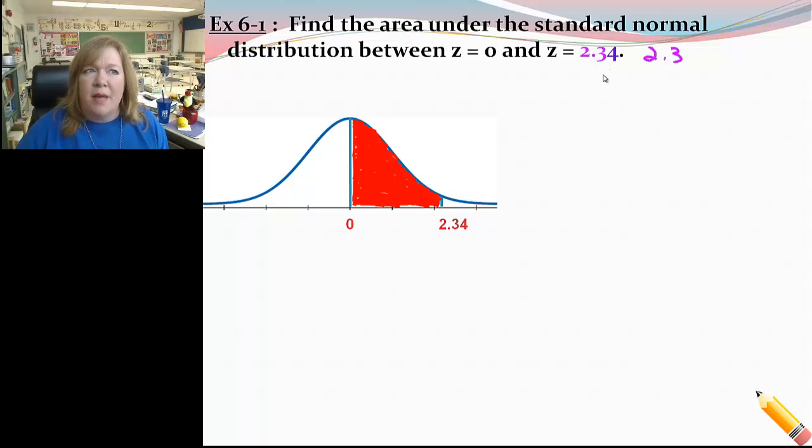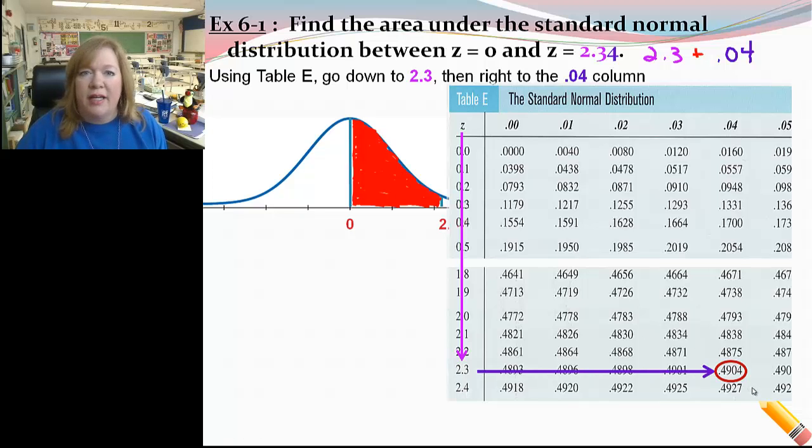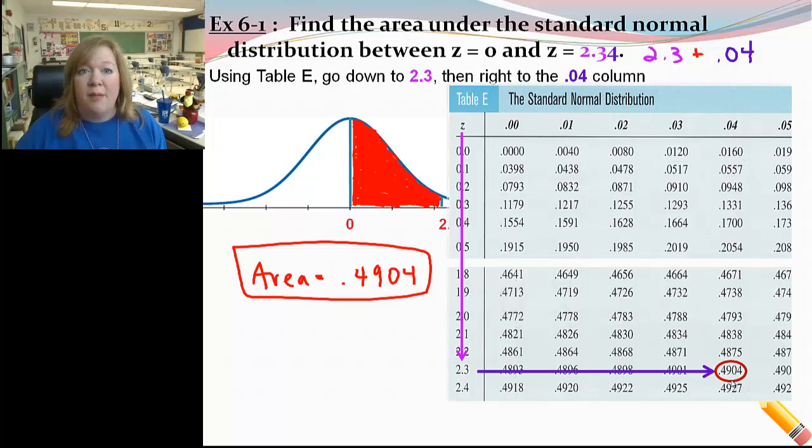So you can break this up. For our table, we need to break it up 2.3 plus 0.04. That's how you could break up your z-score so that when you look at it in the table, you're going to go down this column to 2.3 and then to the right to 0.04. And this is your area. It's as easy as that. The trick is getting your sketch right and knowing when you add areas, when you add 0.5 to the areas, when you subtract from 0.5, and when you add and when you subtract the areas themselves. So this is 0.4904 and you're done. That problem is finished.